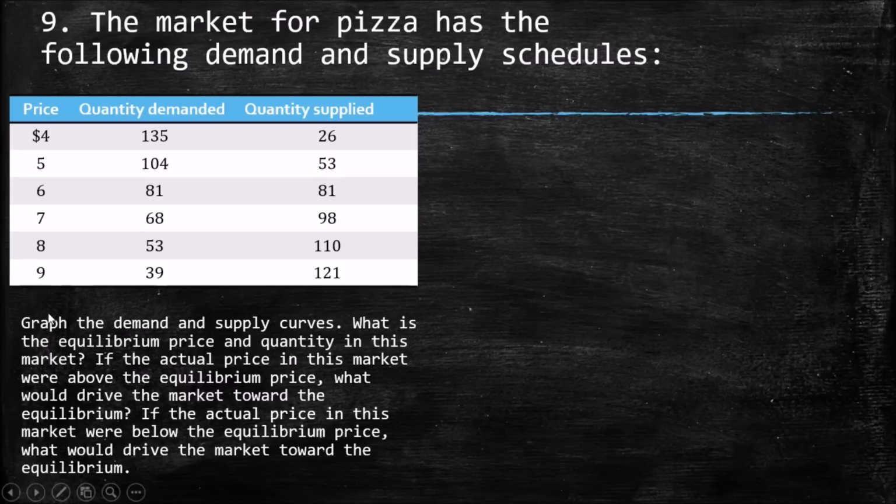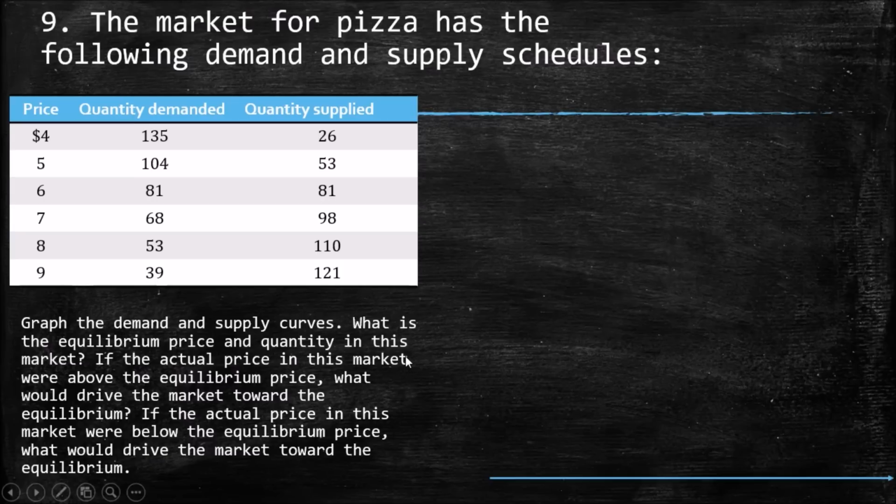So graph the demand and supply curves. What is the equilibrium price and quantity in this market? If the actual price in this market were above the equilibrium price, what would drive the market toward the equilibrium? If the actual price were below the equilibrium price, what would drive the market toward equilibrium?